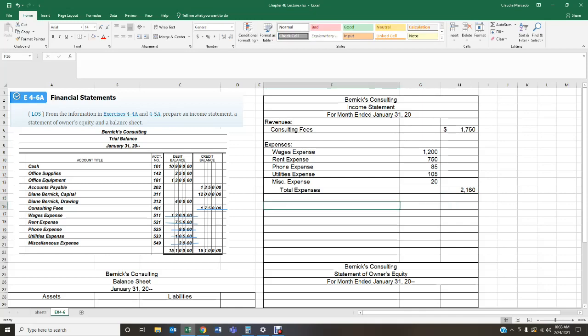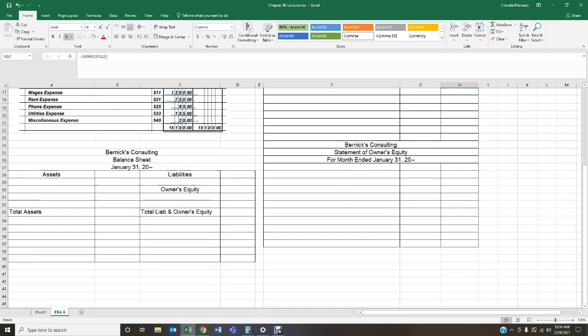Okay, now let's look at this. My total revenues is $1,750. This is how much money you generated from your business. You made $1,750, yet you spent $2,160. So you spend more than what you made. Okay? When your expenses are greater than your revenues, then you are going to have a net loss. Okay? We lost money here. We spent more money than what we made. Okay? How much is our net loss?